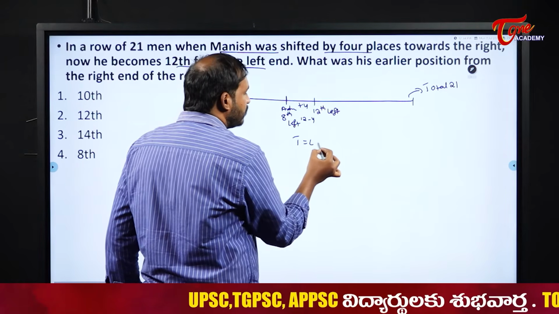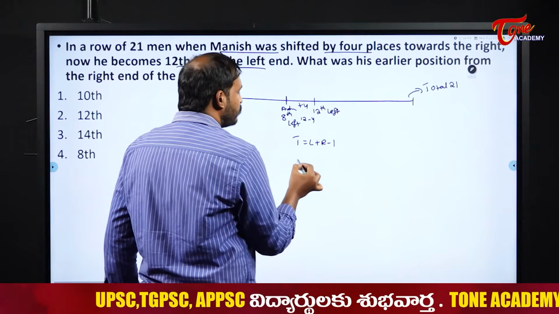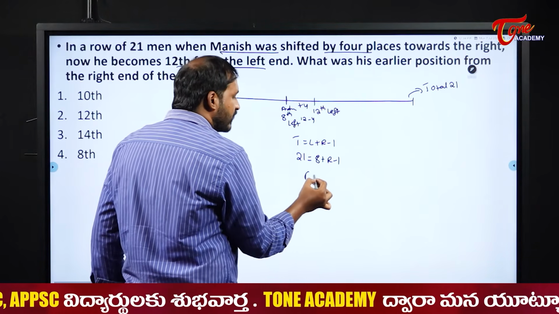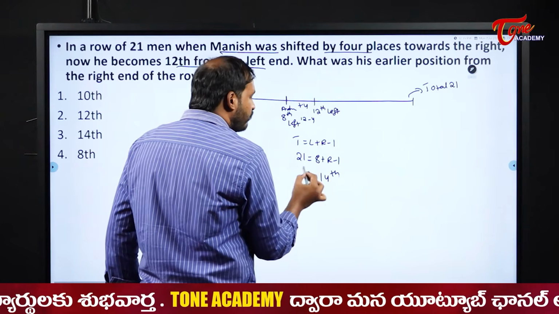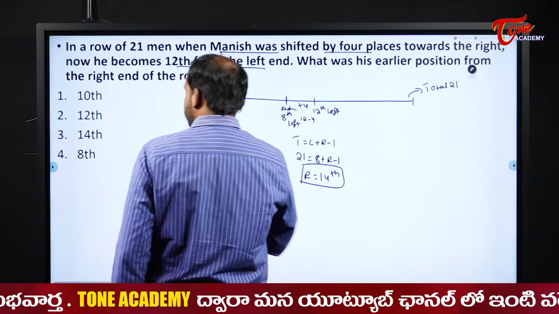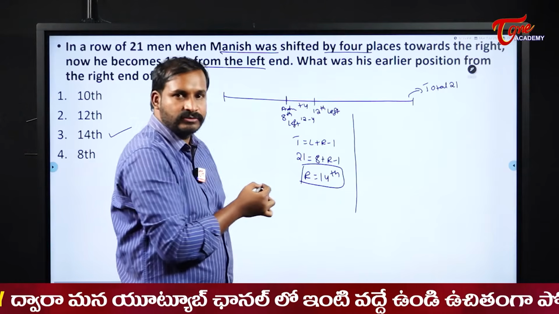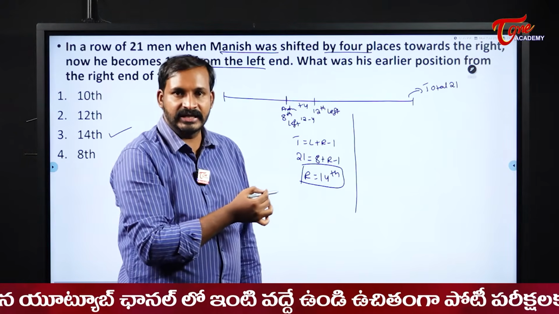What will you write? Total is equal to left plus right minus 1. So 21 is equal to 8 plus r minus 1. So from the right side his initial position is 14th. This is one method. Or else at present he is 12th from left, right?